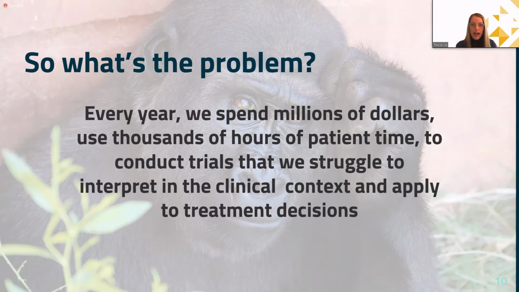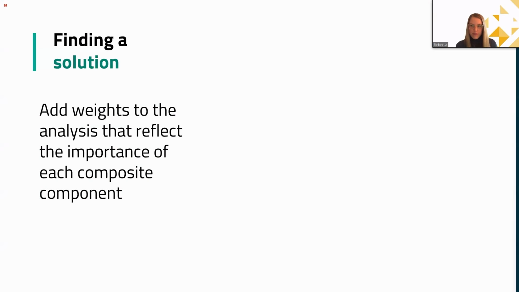But if our clinical trials aren't giving us outcomes that are understandable, it's really hard to understand what to do with that data in a clinical situation, or if I'm a patient trying to make a decision about what treatment is best for me. But there's got to be a solution, and I'm sure there are many solutions to this, but this is the solution that we are proposing, which is to add weights to the analysis that reflect the importance of each composite component, or of each outcome that's included in that composite endpoint.